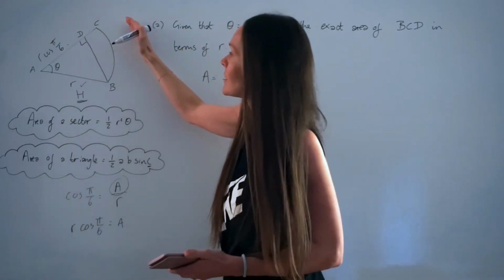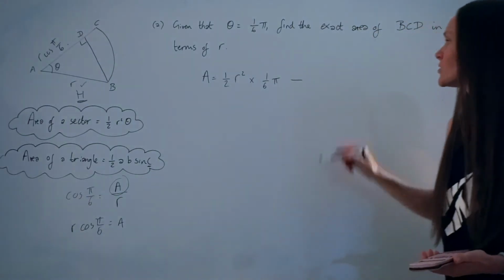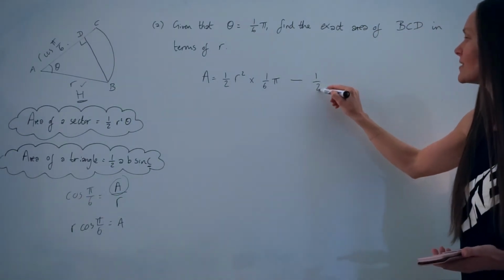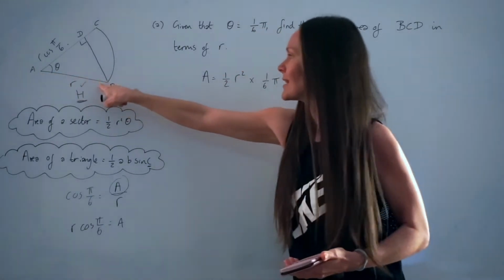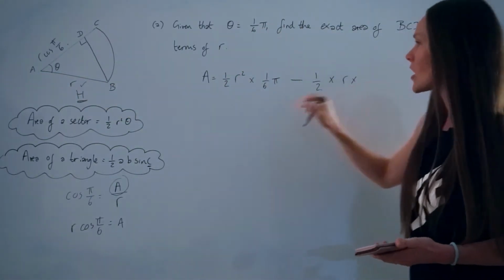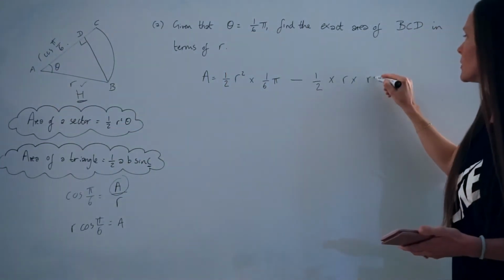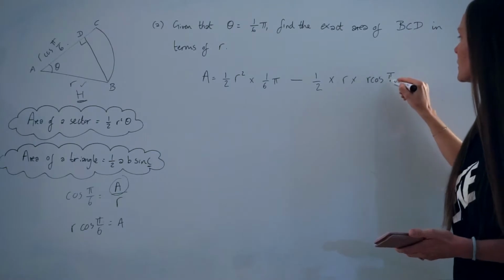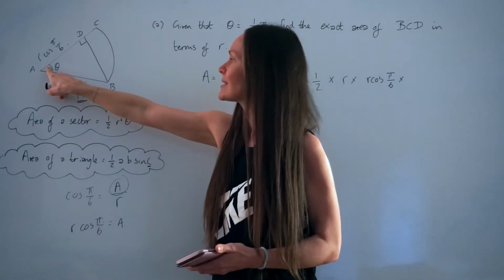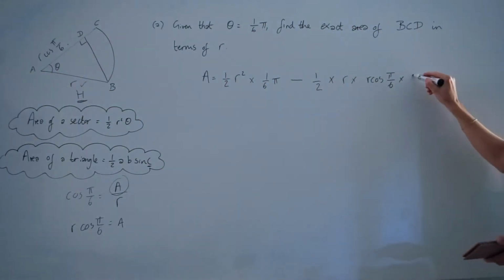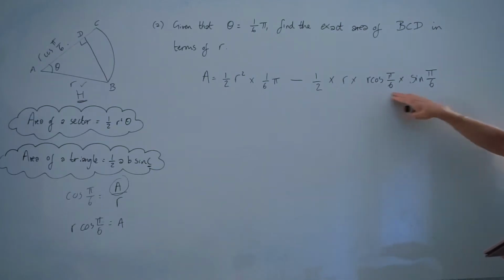Okay, so now using that expression, I can work out the area of the triangle. Area of a triangle, a half AB sine C, is going to be a half times this length here, r, times the other length adjacent to the angle, so r cos pi over 6, multiplied by sine of the angle in between those lengths, so sine pi over 6. And that is how you would work out the area of the triangle, okay?